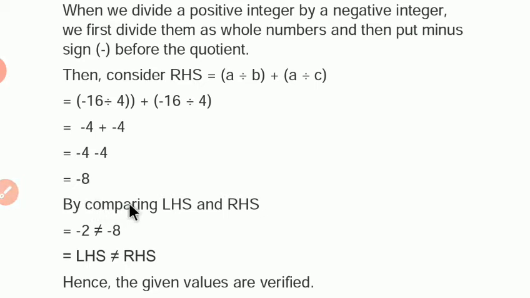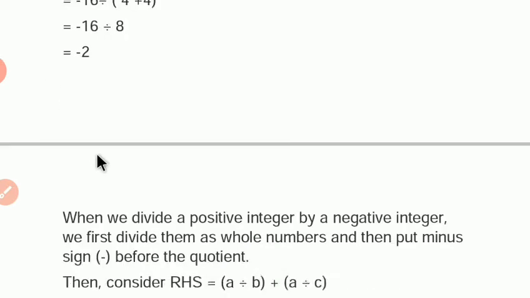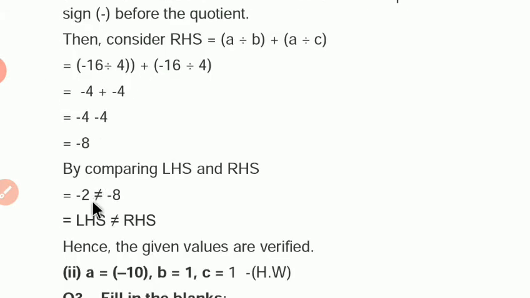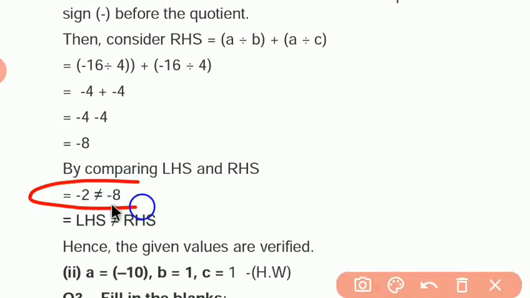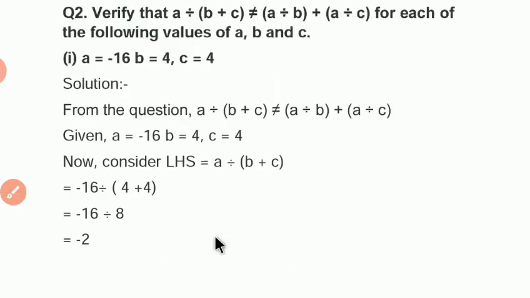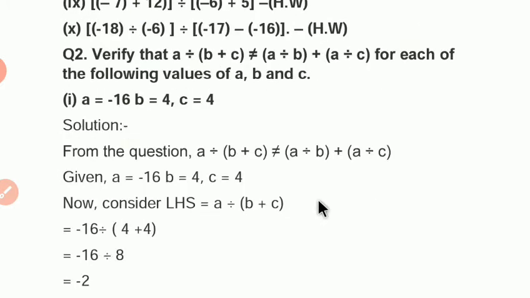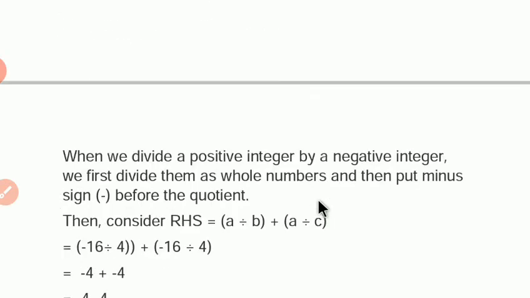Now we will compare this. So by comparing LHS and RHS, what do we get? LHS is minus 2 and RHS is minus 8. So we can say that minus 2 is not equal to minus 8, or LHS is not equal to RHS. Hence the given values are verified. Hence we proved that a divided by (b plus c) is not equal to a divided by b plus a divided by c.